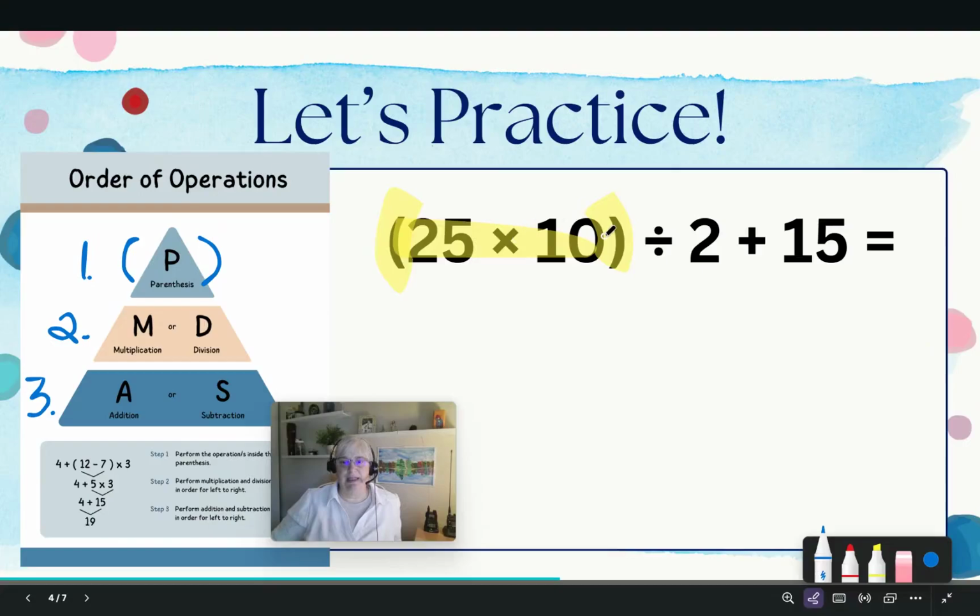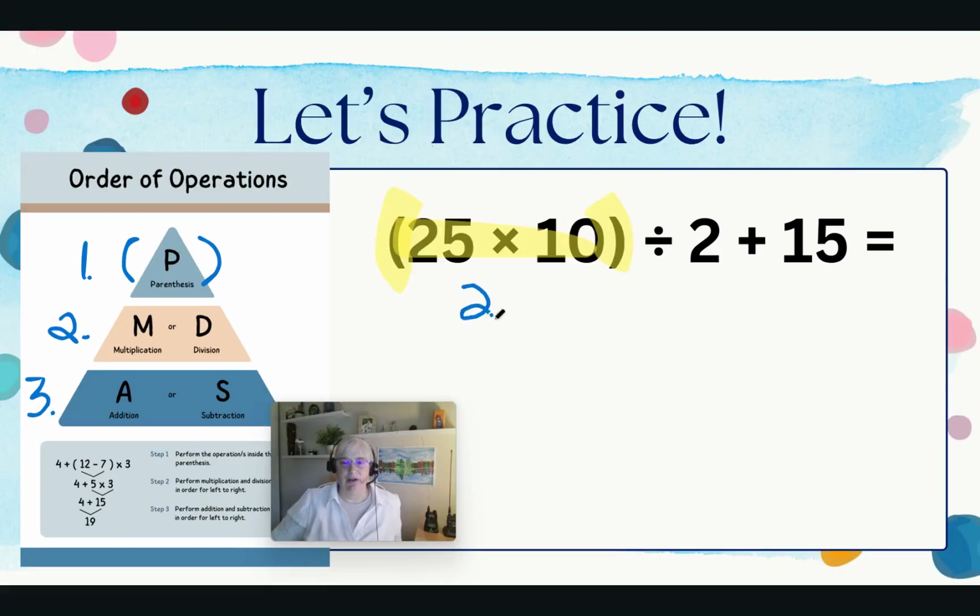25 times 10. I know that that is 250. So I'm replacing this. I solved that little problem with 250. Then I'm going to copy the rest of the problem: divided by 2 plus 15. I'm going to come back to my chart. Do I see any more parentheses? Nope. Let's move to number 2.